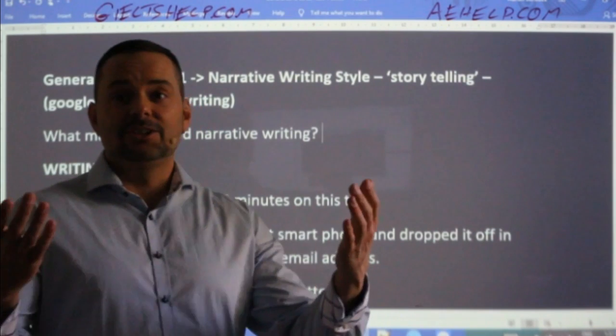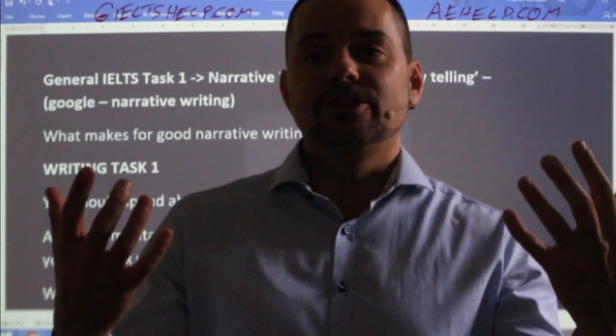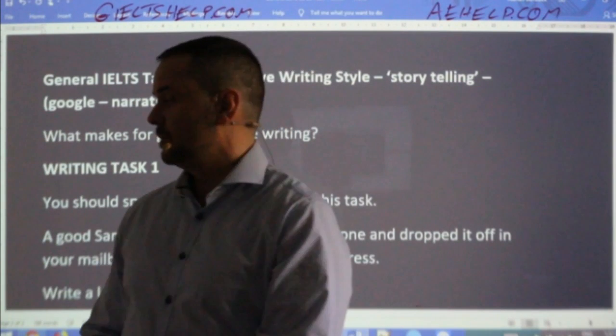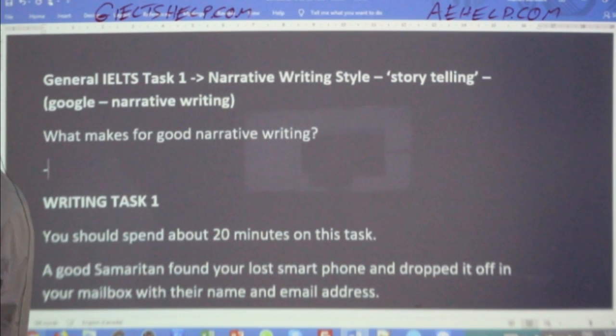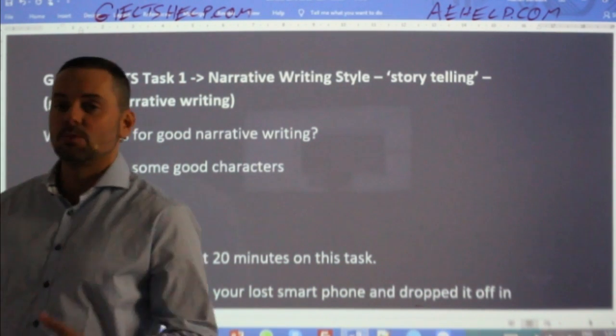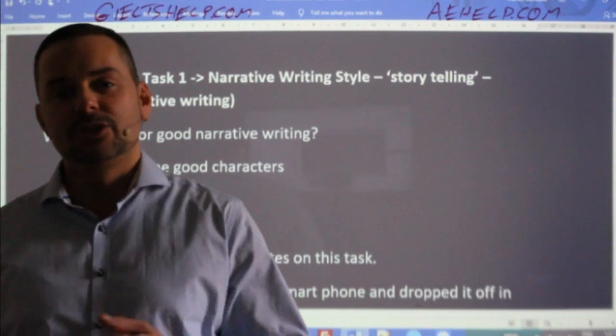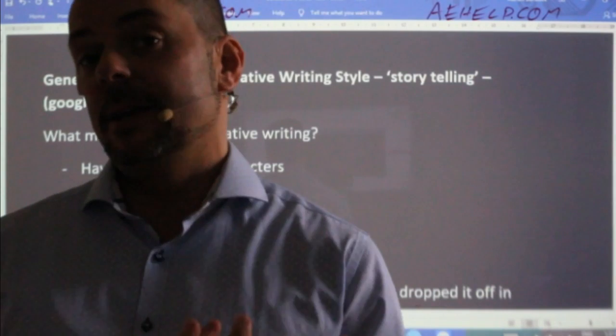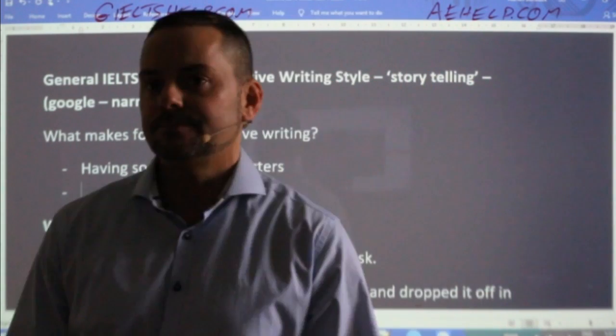Pachu says characters. You got to have characters. You got to have actors. You have to have people, love people. We're social. Pachu, you're absolutely right. So maybe when you're writing your task 1 letter, you're going to think about, hey, maybe I should include some characters into my letter to make it a better read, okay?